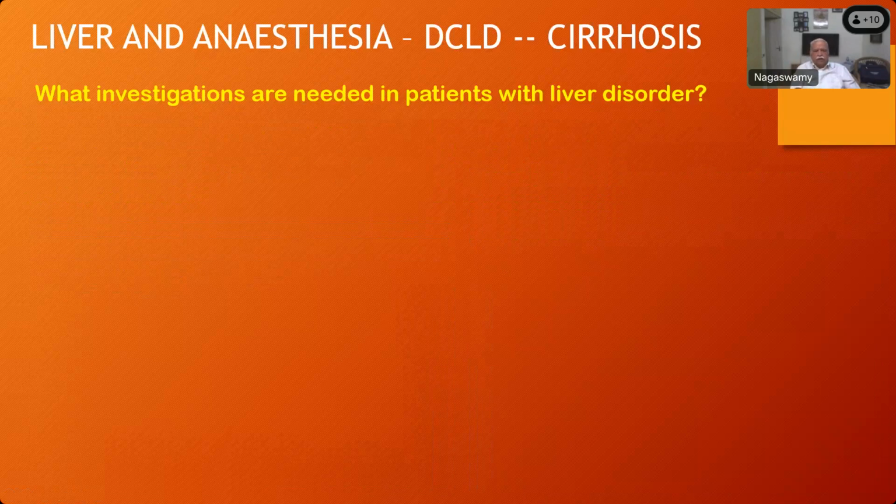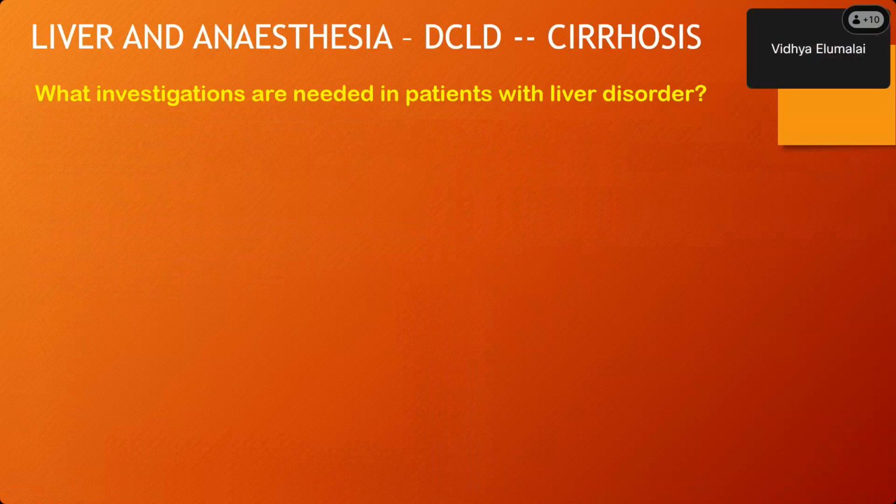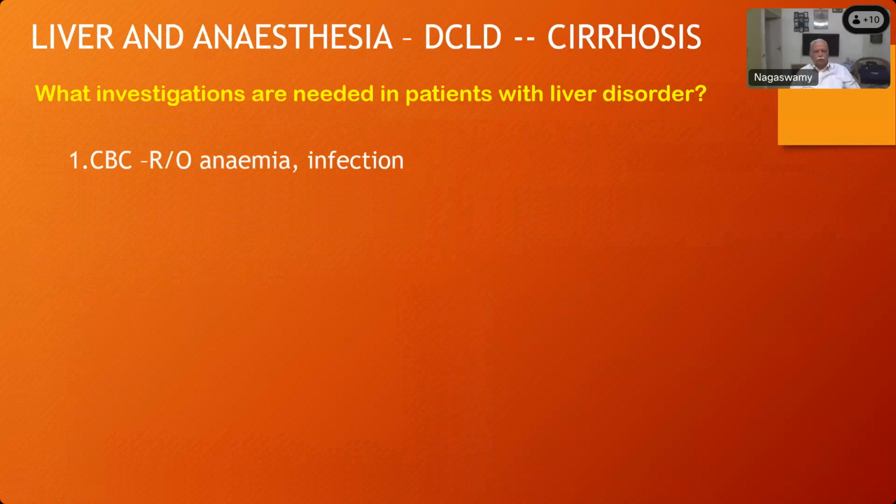Now, what investigations are needed in patients with liver disorder? Complete hemogram, sir. Complete hemogram, very good. Renal function test and liver function test, coagulation profile. Very good. ECG, echo, and chest X-rays. Very good. Viral markers, sir. Viral markers, excellent. So CBC to rule out anemia or infection, excellent.